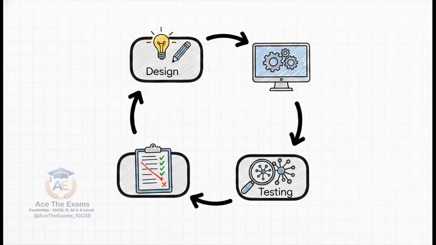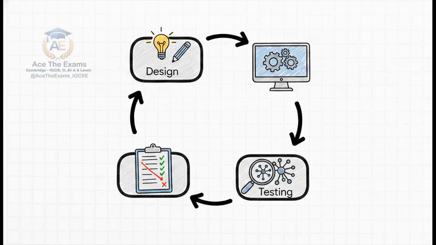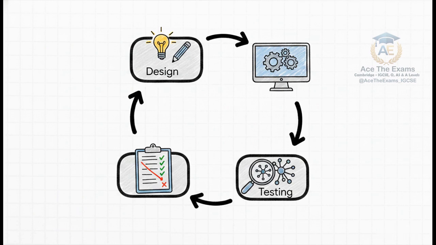You design it logically first. Then you implement the solution using robust programming structures. Next, you test thoroughly, which, by the way, brings us to one of the biggest examiner traps we will discuss in just a moment. And finally, you evaluate the performance. Does the network actually learn? Is the error rate actually decreasing over time? You have to document this entire life cycle clearly on your exam paper to hit the top band of marks.